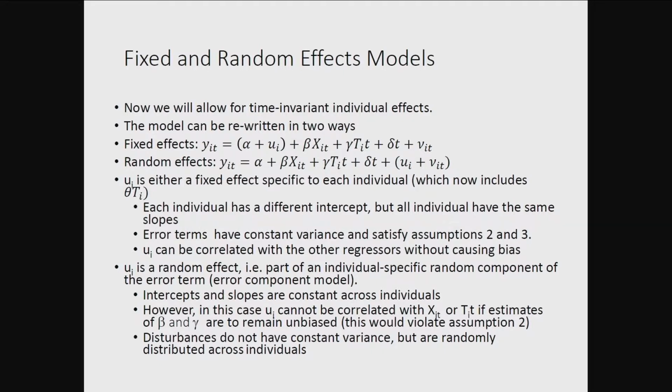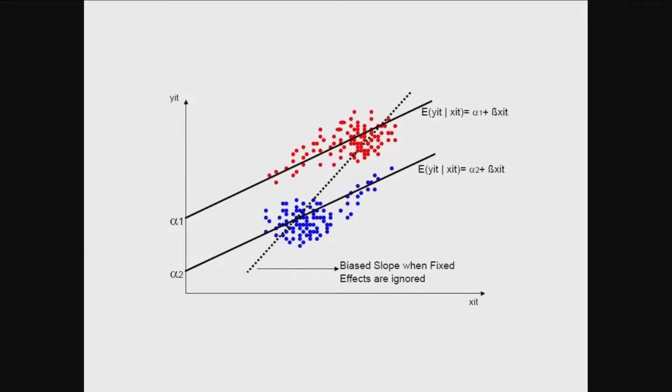Because in the fixed effects, I'm going to consider that the sum of ui, which is the individual effect, with the intercept represents my intercept. Which means that the intercept in the fixed effects will be what? Will be changing with individuals. And that's what we basically have in this graph.